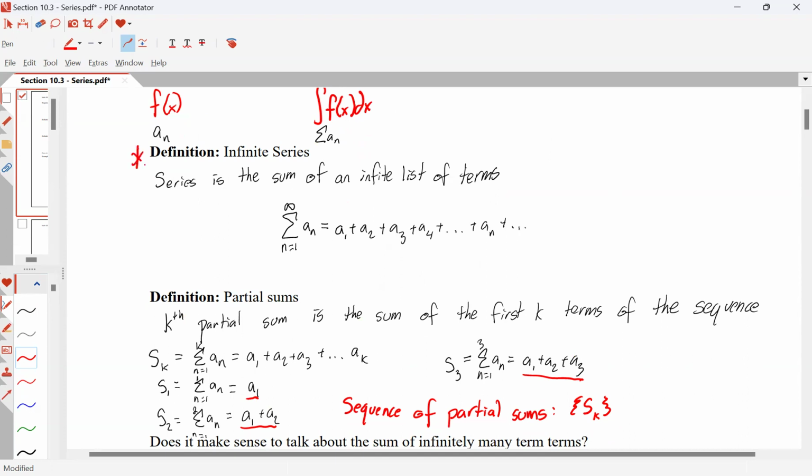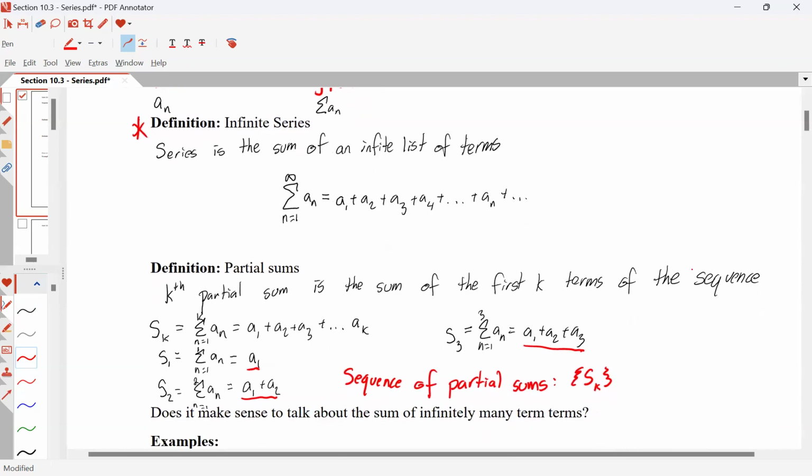We're focusing on this infinite series, but we're going to use the sequence and the sequence of partial sums to help us talk about these series. Because we're trying to add an infinite number of things together. And ultimately, does it make sense to talk about the sum of an infinite set of terms? Does it make sense to take an infinite number of things and add them all together? Well, we need some structure to be able to do that.